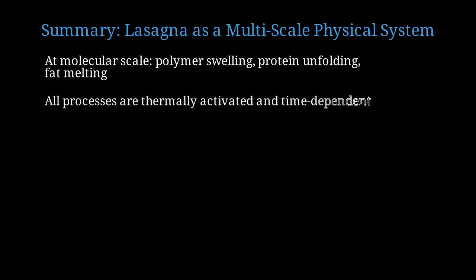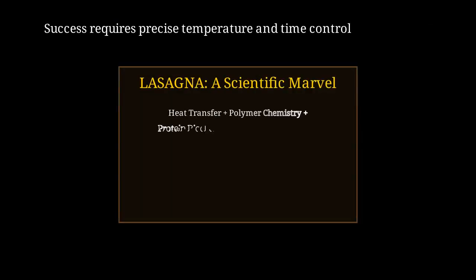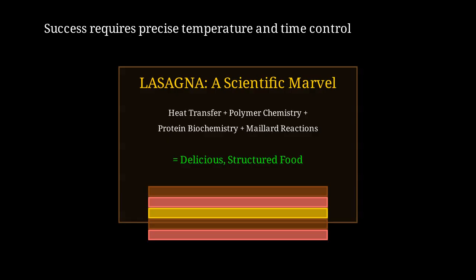All these processes are thermally activated, with Arrhenius temperature dependence and characteristic time constants ranging from minutes to tens of minutes. Successful preparation requires maintaining temperatures in the range of 175 to 185 degrees Celsius for 40 to 50 minutes, ensuring complete starch gelatinization and protein denaturation while achieving optimal but not excessive Maillard browning. This final illustration summarizes our scientific understanding. Lasagna is not merely food, but an elegant demonstration of coupled transport phenomena, polymer physics, protein chemistry, and organic reaction kinetics, all orchestrated to produce a nutritious and flavorful meal.